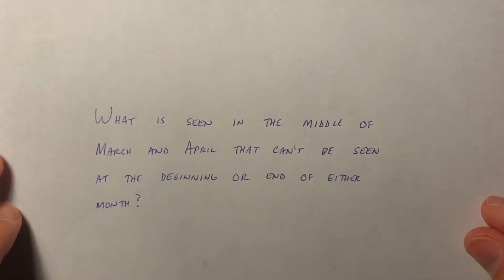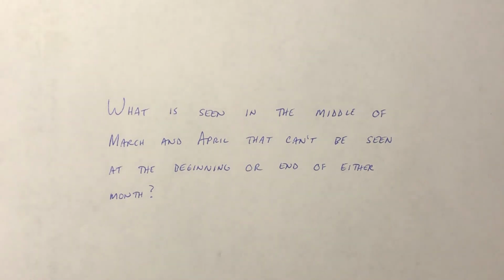We do need to end up with a question of the day, of course. So here's our question of the day. What is seen in the middle of March and April that can't be seen at the beginning or end of either month? If you think you know the answer to that, email that to me.